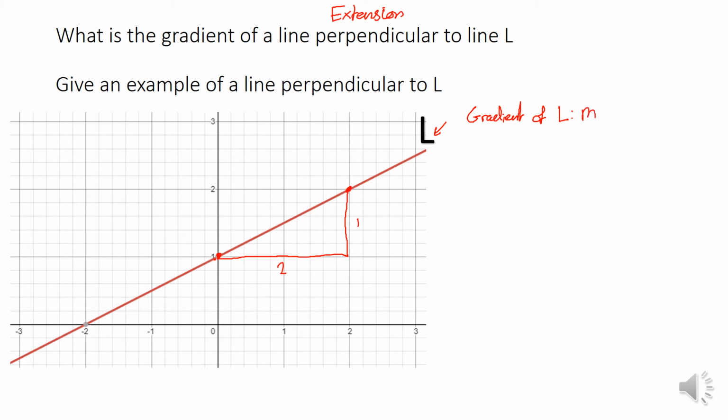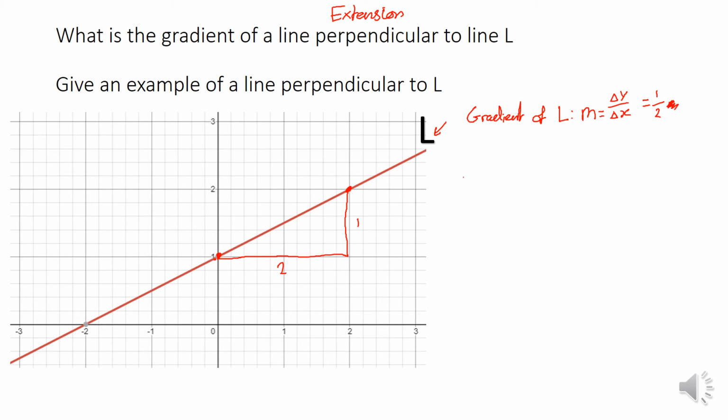I'm just going to write delta y to represent change in y and delta x for change in x. So change in y is 1, change in x is 2. So that's just a half, don't need to write an equals there. So we've got our gradient of L. Now, to work out the gradient of a line perpendicular to L, like with the parallel lines where there's a rule, with perpendicular lines there's a rule as well, and it's that the gradients of the two lines multiply to make minus 1.